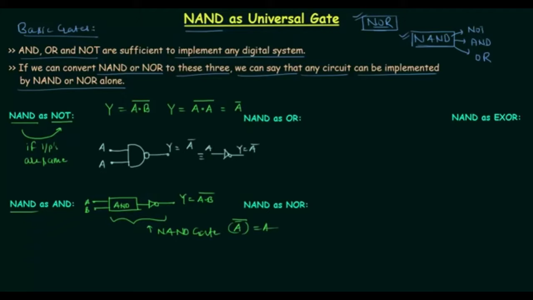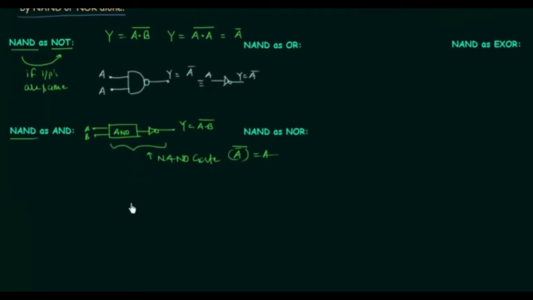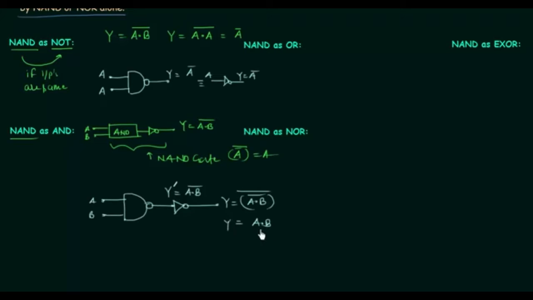So let's do this. First we will make the NAND gate. I will make a two input NAND gate with inputs A, B, and the output, let's say Y prime, is equal to (A and B) whole complement. We want the AND gate, so I will complement the output of the NAND gate. Y is equal to (A and B) whole complement, and again we have a complement. So finally we are going to get A and B, and A and B is the AND operation.